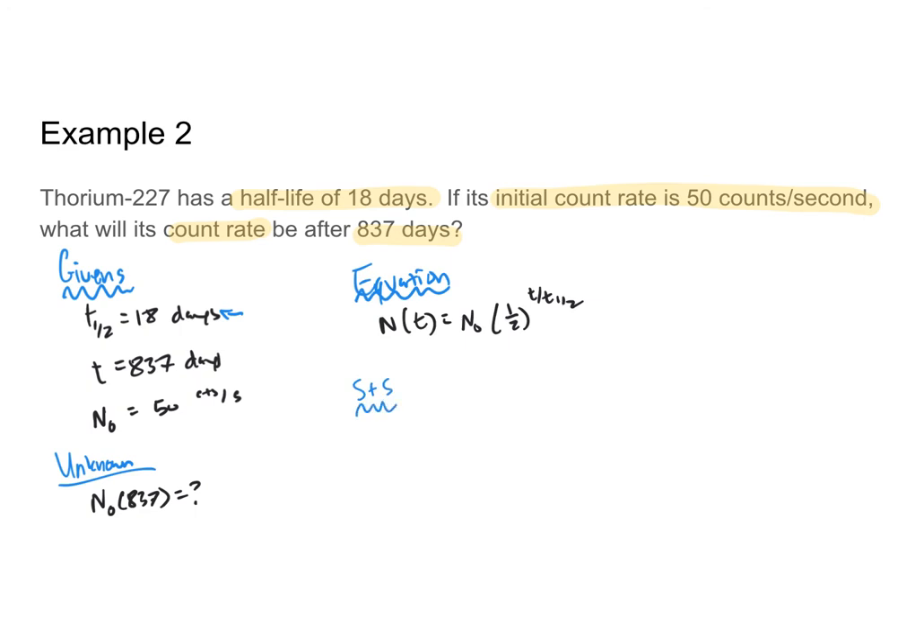So I know that I want to find my count rate after 837 days. And so what I want to write in here is that N of 837 is equal to my N naught, which is 50, times 1/2 to the 837 over 18. When I plug that into the calculator, I get that my count rate after 837 days is 5.0 times 10 to the negative 13th counts per second. So at that point, my thorium-227 has basically completely decayed.